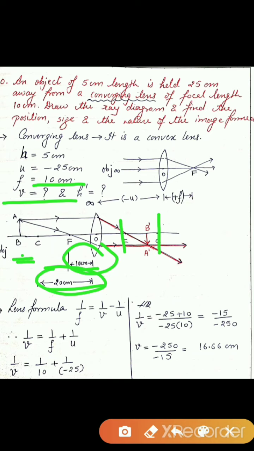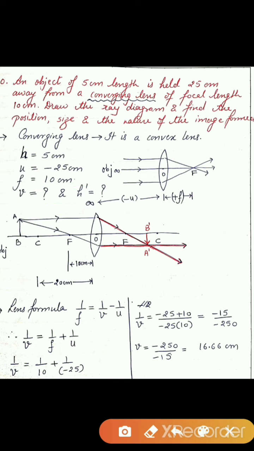It is completely okay if you don't take these exact measurements. I have also drawn a rough ray diagram. This distance is not 10 centimeter, I have just mentioned that it is 10 centimeter. So you can draw a similar ray diagram. No need of measuring exact 10 centimeter and exact 20 centimeter, because we are not going to calculate this distance from the ray diagram. We are going to calculate it by using the lens formula. So it's completely okay if you don't follow the proper measurements in these ray diagrams.